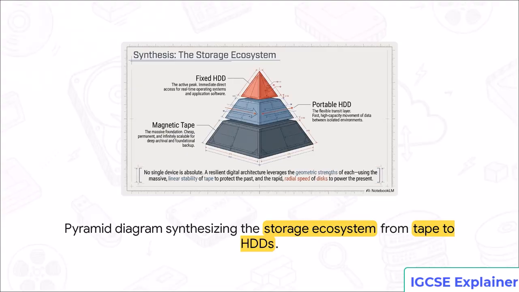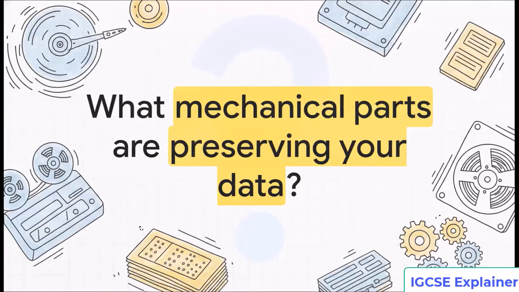We use the massive, scalable, linear stability of magnetic tape right at the foundation to protect the past. We use portable drives in the middle as a flexible transit layer. And up at the peak, we rely on the rapid, radial speed of fixed disks to power the present. Which leaves us with this final thought.